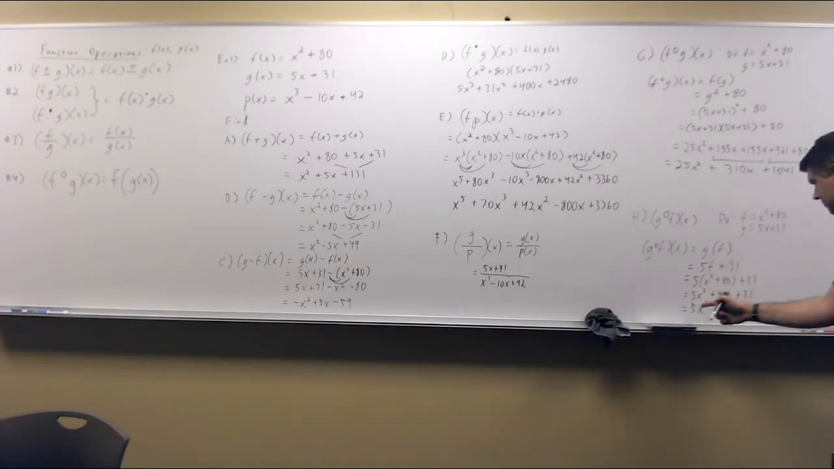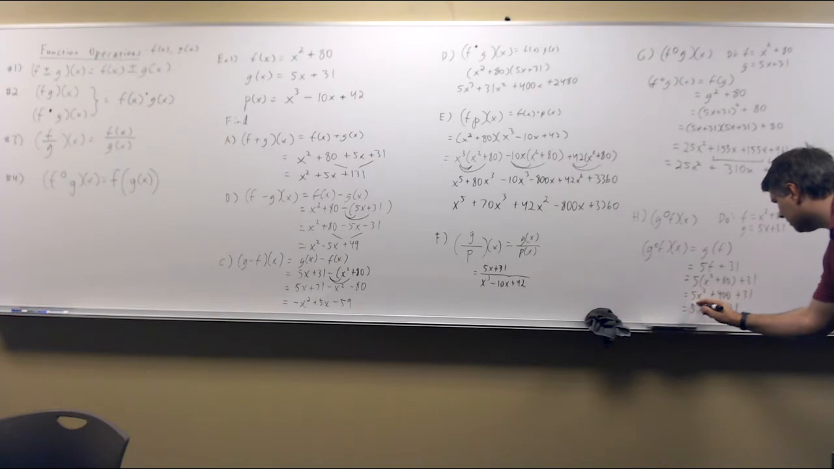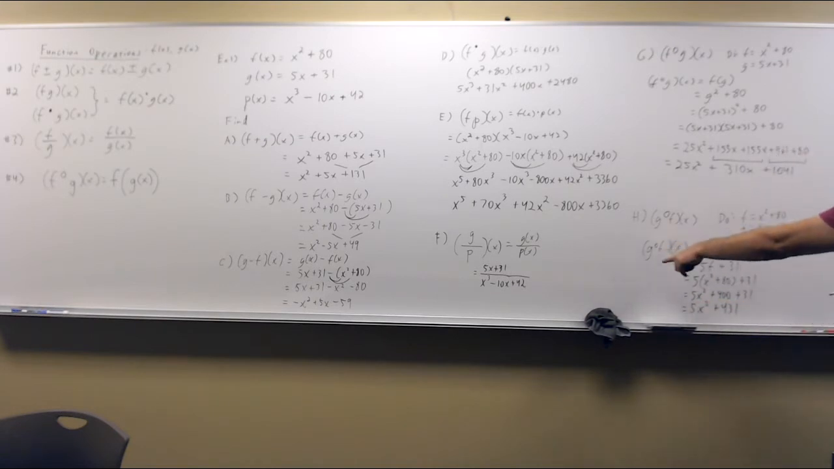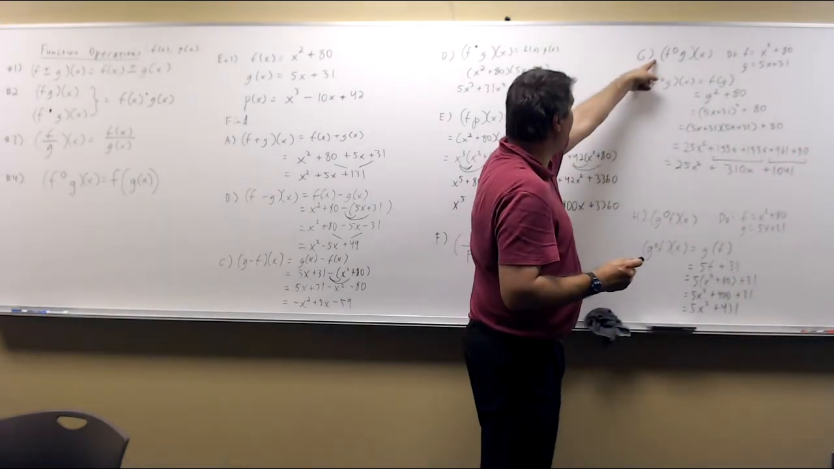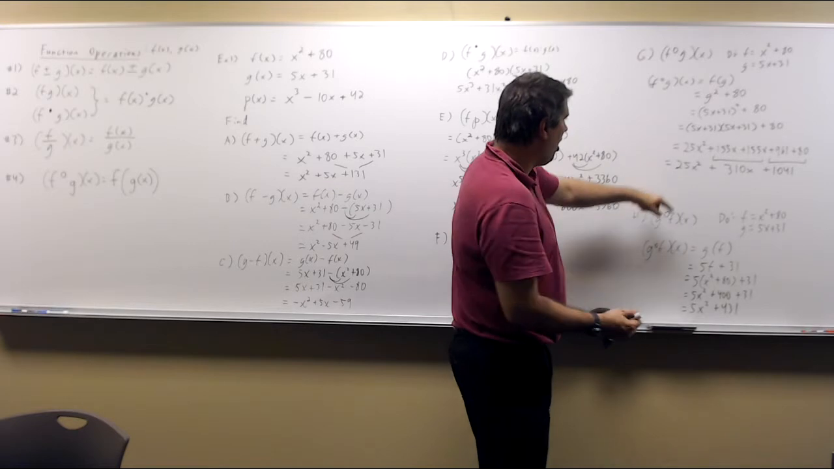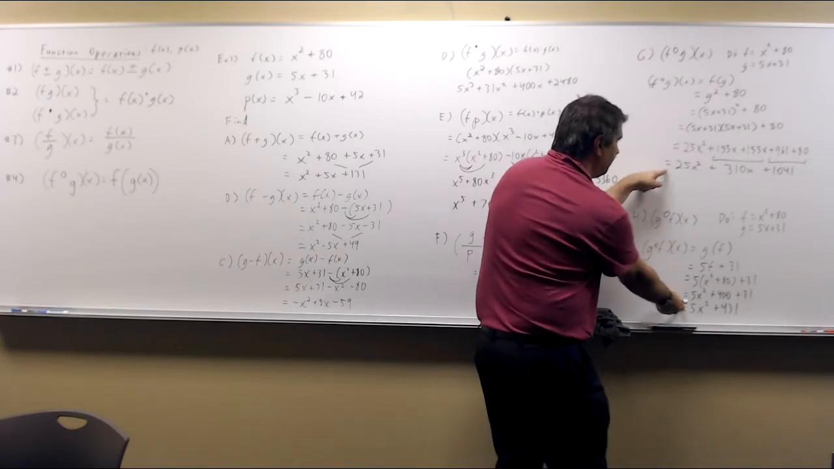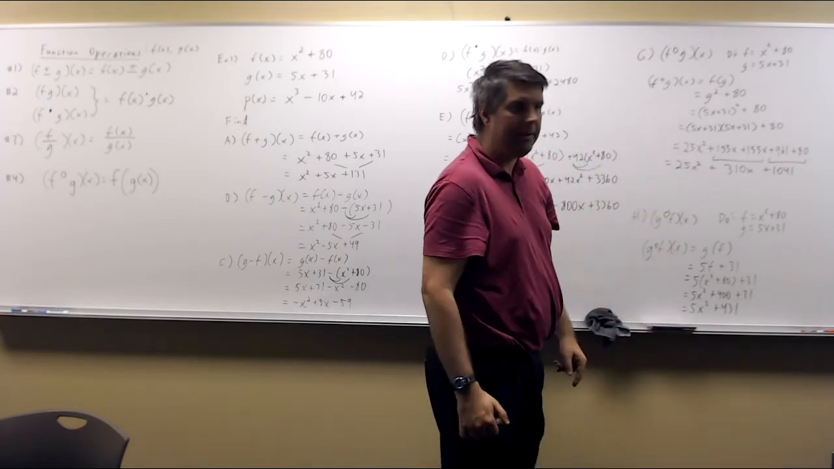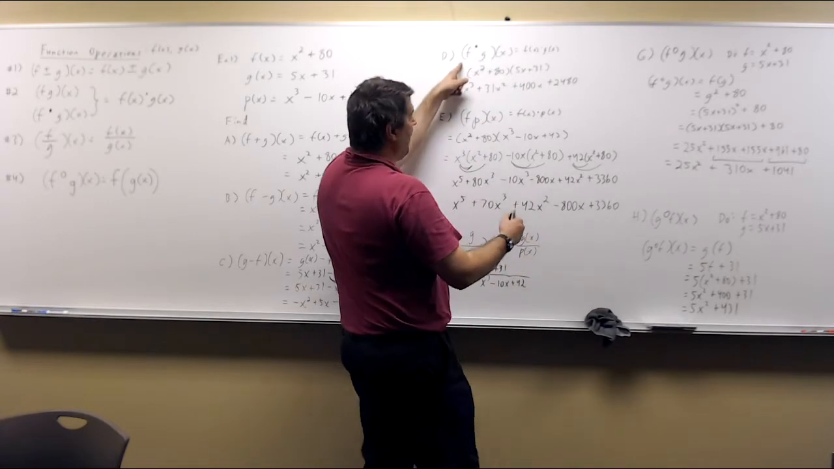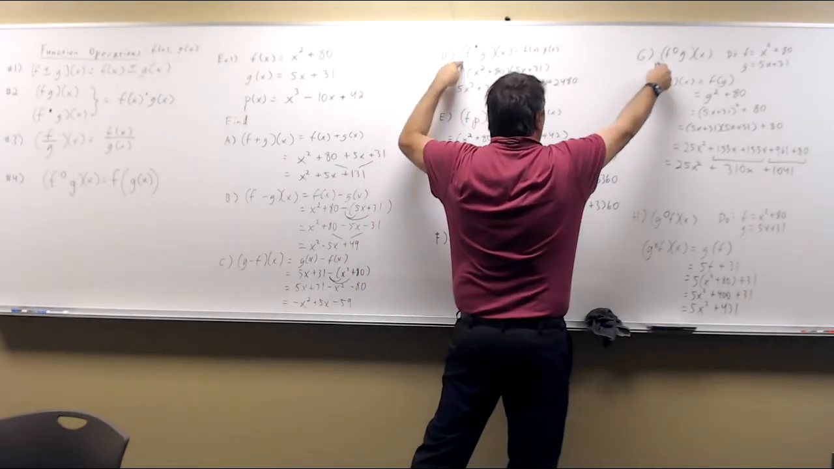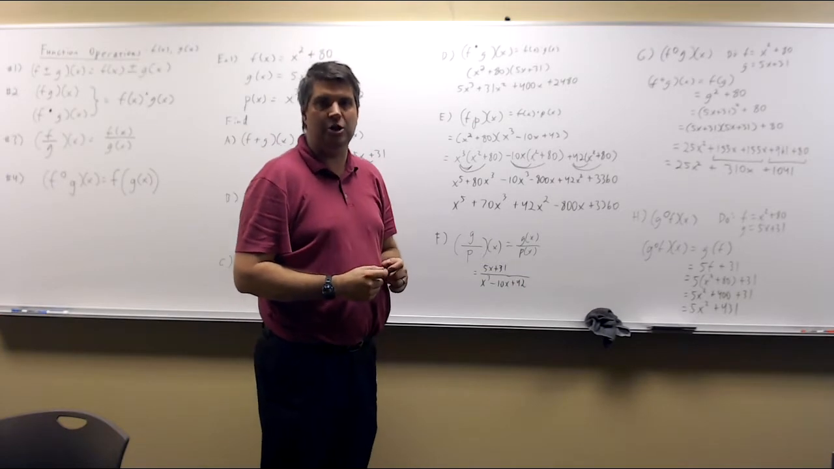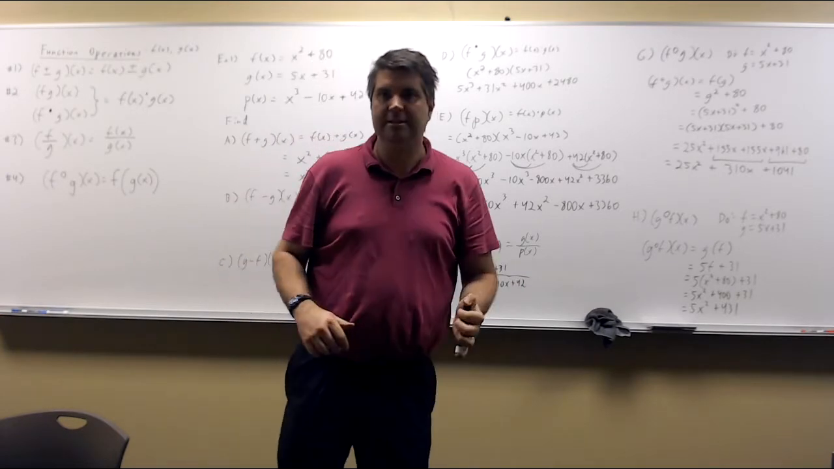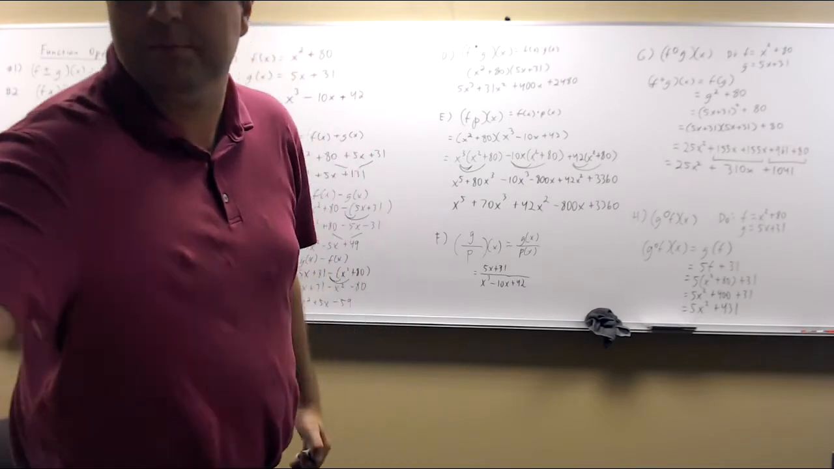Notice that g of f and f of g are not the same. Okay? Also, f times g and f of g are not the same thing. Okay? It's very important that you know the difference. I'm going to pause here and set up another example.